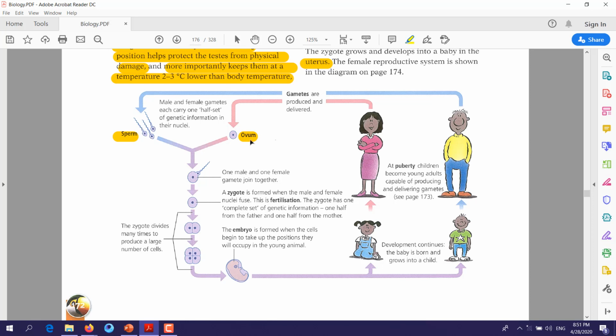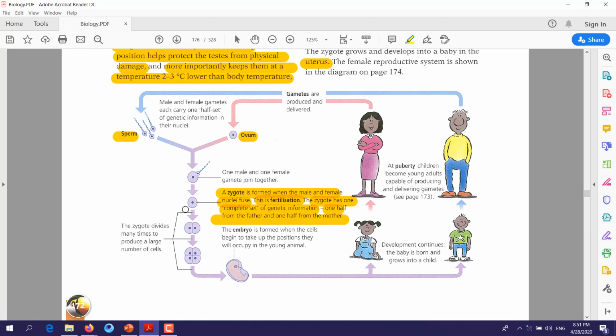When the sperm and ovum join each other, as you can see here, the sperm is trying to penetrate and join the female gamete. When they fuse, they form a zygote. A zygote is formed when the male and female nuclei fuse. This is fertilization. Now the zygote has one complete set of genetic information, one half from the father and one half from the mother.